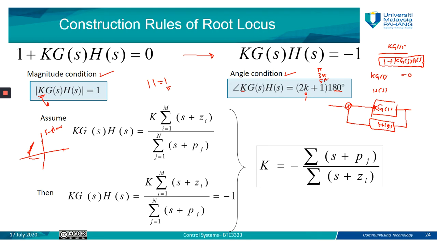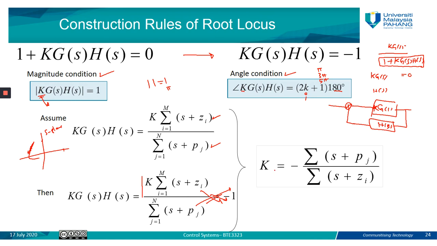If we assume that KG(s)H(s) consists of multiple zeros, which are (s + z1), (s + z2), (s + z3), and so on, and multiple poles, which are (s + p1), (s + p2), (s + p3) in the denominator, we can rearrange this equation so that K times the zeros over the poles gives -1. Thus the value of the gain K will equal the negative of the product of (s + pj) over the product of (s + zi), because when we cross multiply this equation, the poles go up and the zeros go in the denominator.